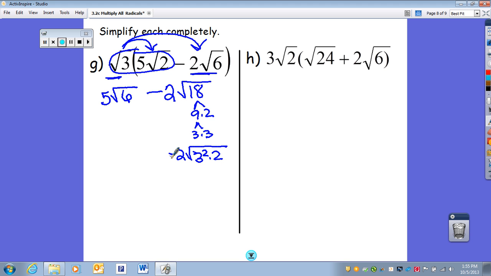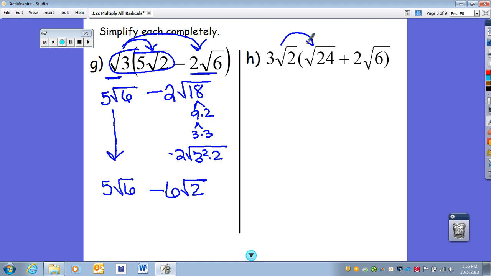So the 3 can come outside, and it's going to be multiplied times the 2, so that's going to be negative 6 square root of 2. And don't forget that we also have our 5 square root of 6. The square root of 6 and square root of 2 are not alike, so we cannot subtract them. That's our final answer. It is simplified and cannot be simplified any further.